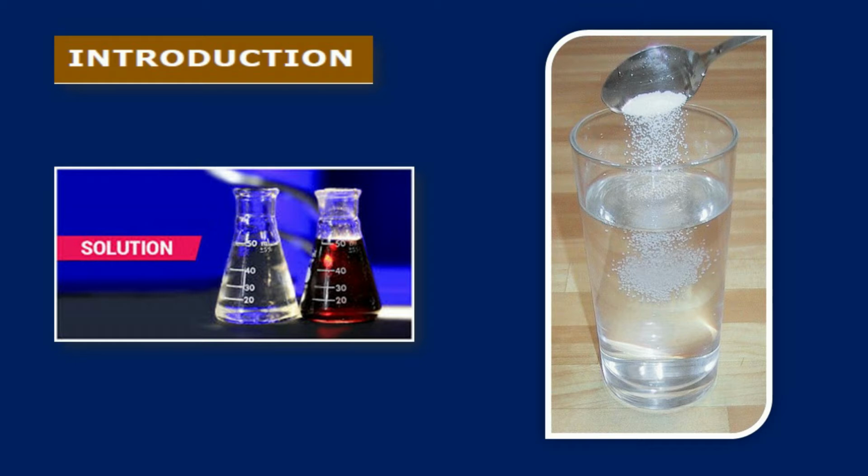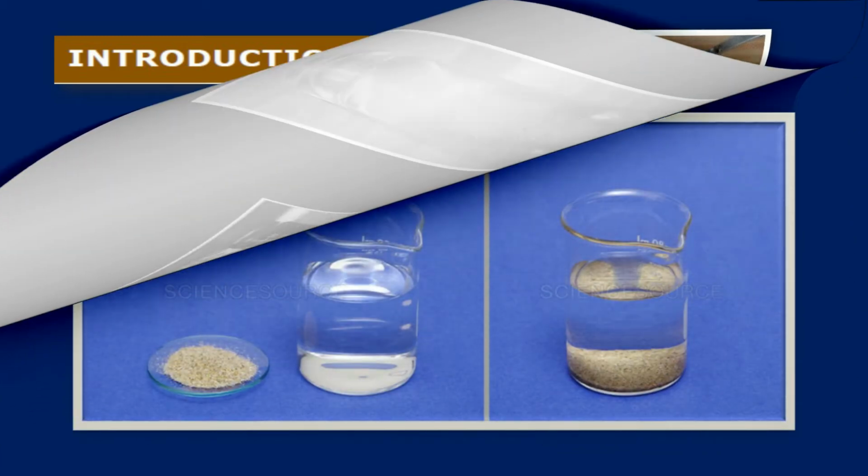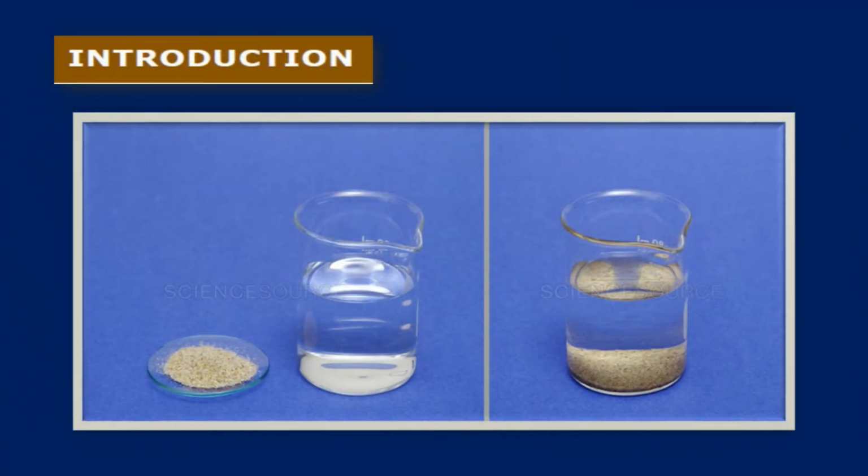Consider two mixtures, one which contains salt and water and another which contains sand and water. Water is one of the components in both mixtures. In the first case, salt dissolves in water. In the second case, sand does not dissolve in water. Sand and water can be separated by filtration, but salt cannot be separated as it dissolves in water to form a homogeneous mixture. This kind of homogeneous mixture is termed a solution.